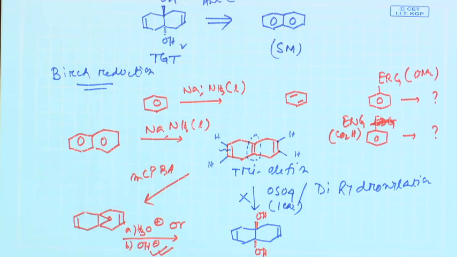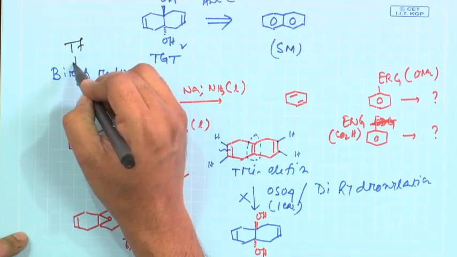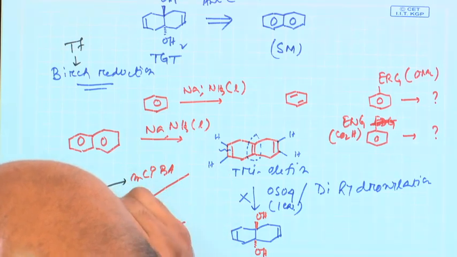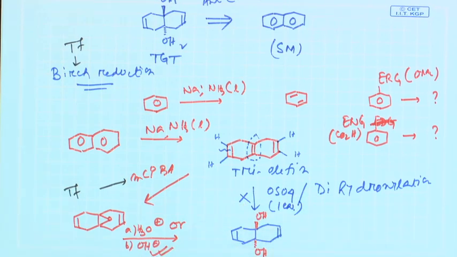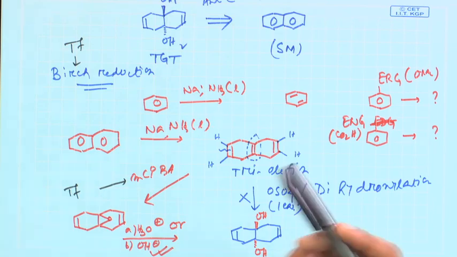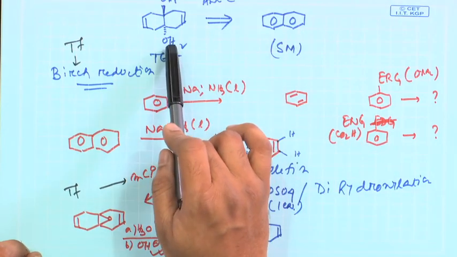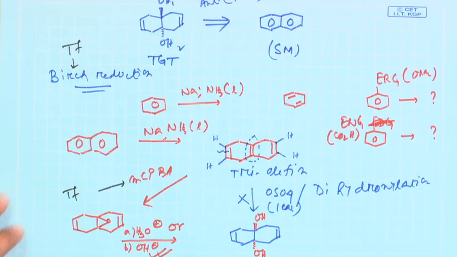The transformations required here are a Birch reduction, and also an epoxidation of a double bond by metachloroperbenzoic acid, and then epoxide cleavage. This is the main transformation used. Eventually, you can also say that the initial starting material does not have a functional group, while the final target has a dihydroxy or bis hydroxy functional group. It can be termed in that way also.